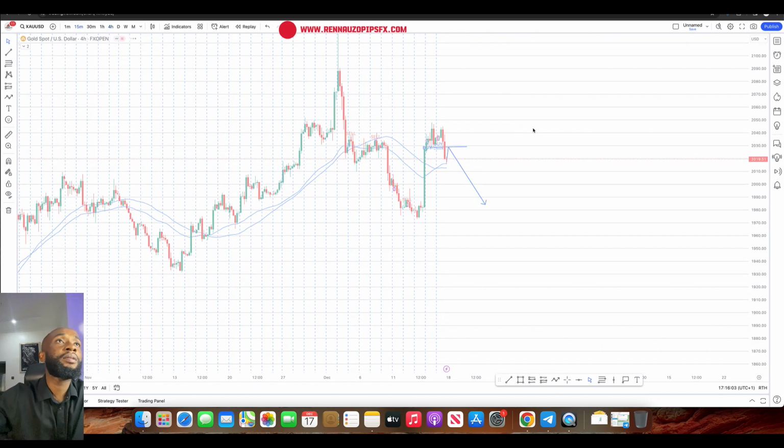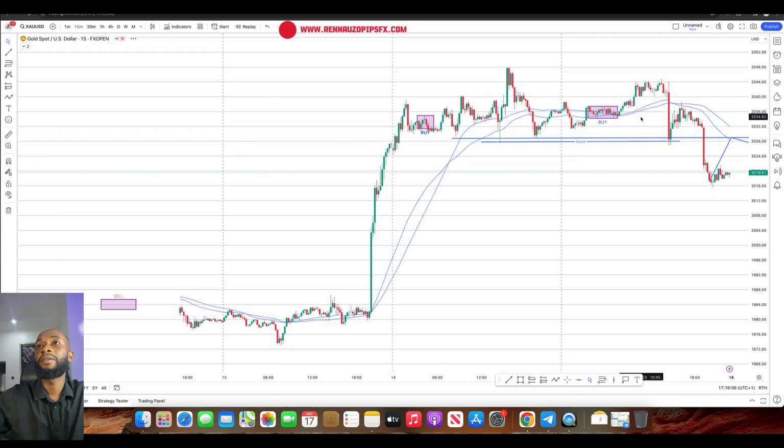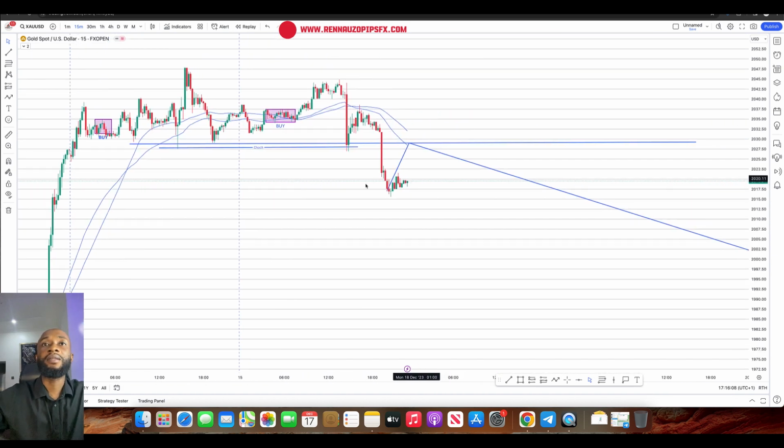So on the 15 minutes time frame, it's the same thing: waiting for gold to come back to retest this level that it took out and massively drop. So that's what I'm looking at for the 15 minutes time frame on gold. If gold comes back to test this one, where there is a moving average here on the 15 minutes time frame, I believe this level will hold and from there it will drop down. So this is what I'm looking at for Monday.